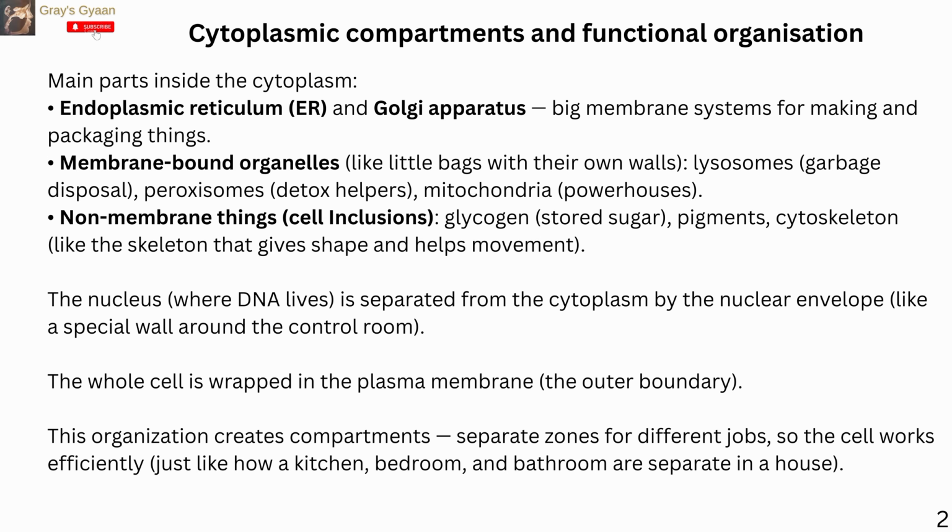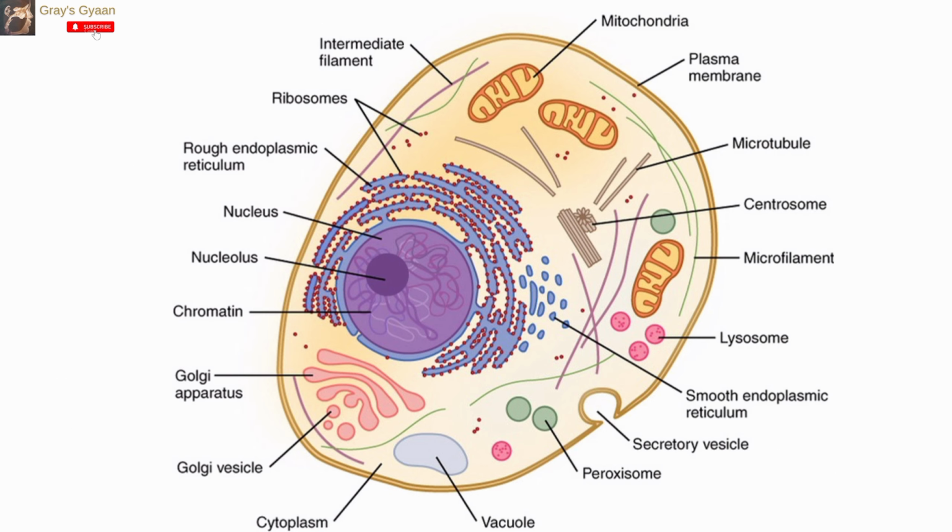The nucleus is separated from the cytoplasm by the nuclear envelope. The whole cell is wrapped in the plasma membrane. This organization creates compartments, separate zones for different jobs, so the cell works efficiently, just like how a kitchen, bedroom, and bathroom are separate in a house.